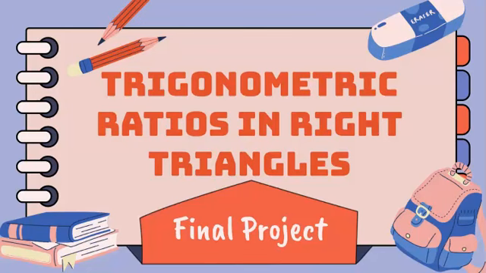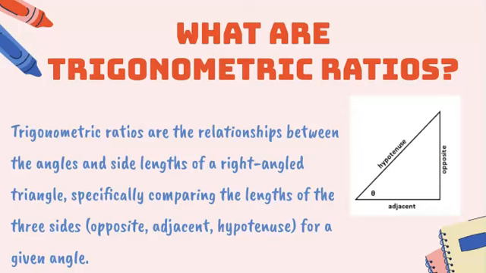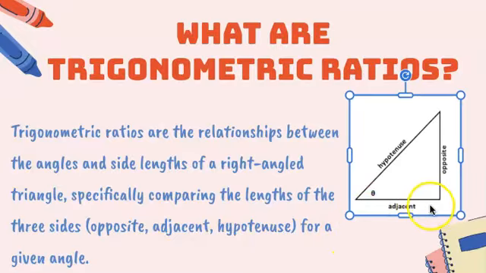Trigonometric ratios in right triangles. What are trigonometric ratios? Trigonometric ratios are the relationships between the angles and side lengths of a right angle triangle, specifically comparing the lengths of the three sides, opposite, adjacent, hypotenuse, for a given angle. As seen here, this is adjacent, opposite, and the hypotenuse.